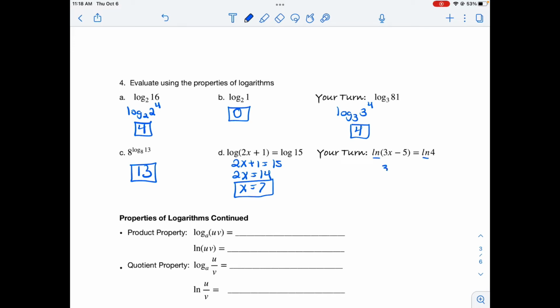Using the one-to-one property, I can take what's inside the natural log and set it equal to what's inside the other natural log, and then solve for my x. I end up that x must be 3.